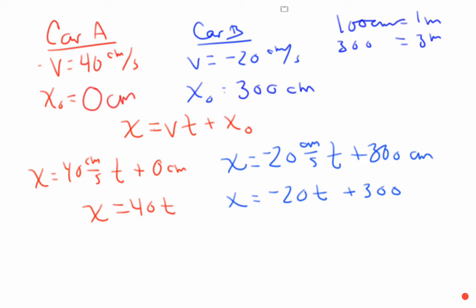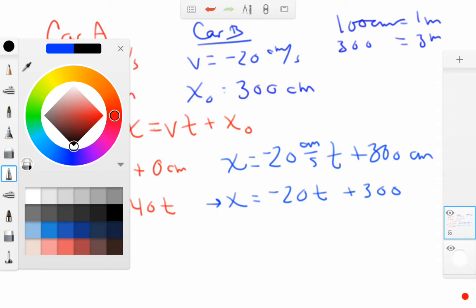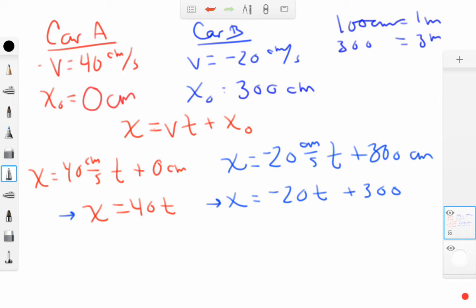Now, since we are solving a system of equations, one of the strategies we can use is to set these equal to each other. Both equations have x equals on the left-hand side. This means we can very easily just set the two equations equal to each other and solve for the time. So I'm going to write that 40t on the left for car A must equal negative 20t plus 300.